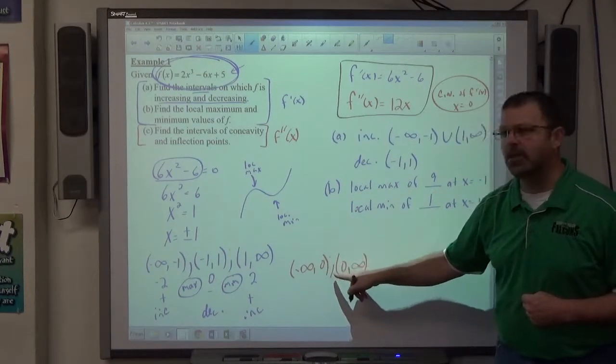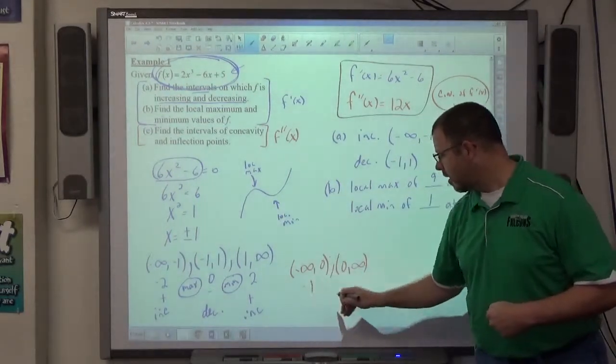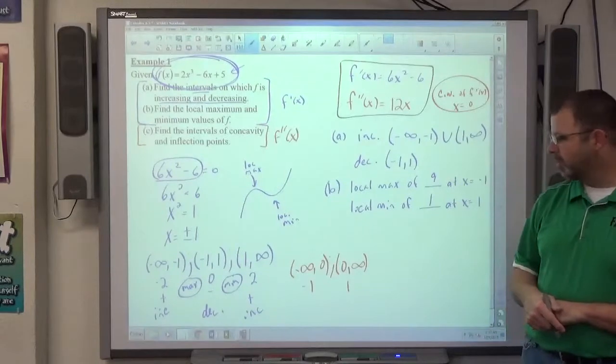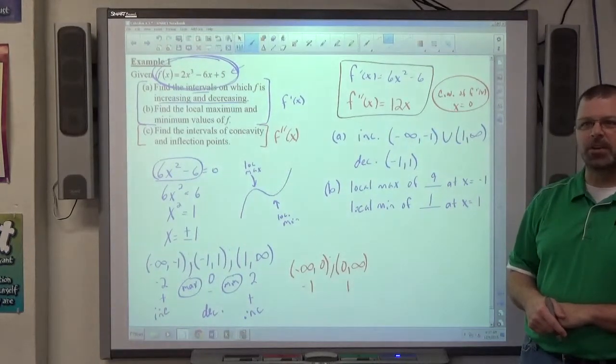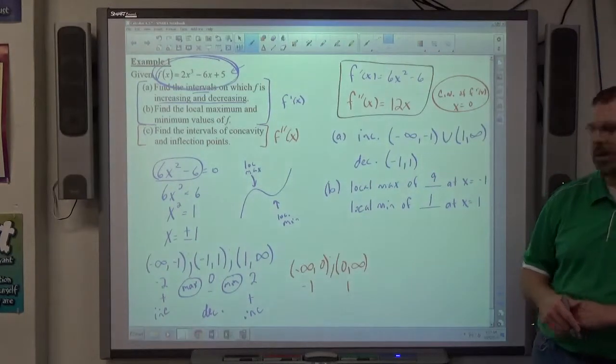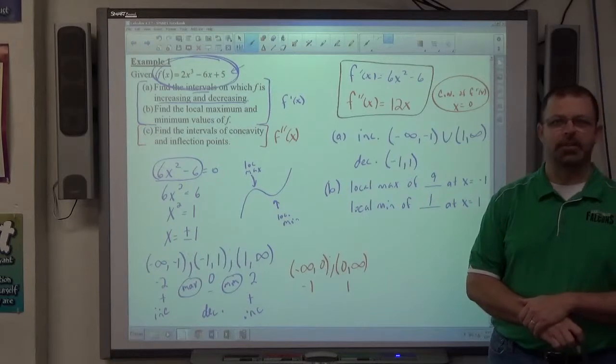The sign can only change at 0, so from -infinity to 0, the sign is going to stay the same. From 0 to infinity, it's going to be some sign that stays the same. I'm going to pick a number on each interval, picking -1 and 1. You can pick -37 and 25 if you feel like it. I pick small numbers myself, but as long as they're within the interval, pick a number between 0 and infinity.